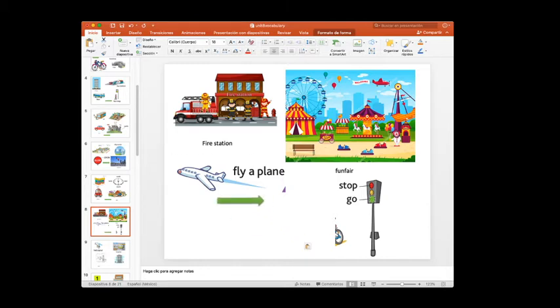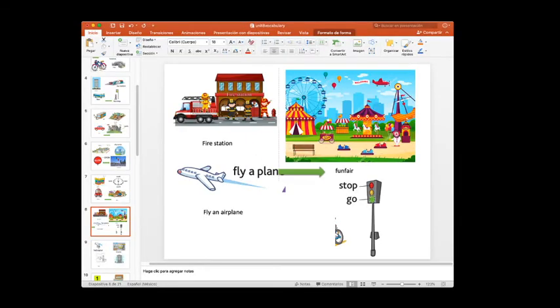Here we have, for example, fire station. This object is better known as plane or airplane. Both of them are okay. Plane or airplane. Okay. And the action is fly. Fly a plane or fly an airplane. Okay. Remember the last class about the articles a and an.